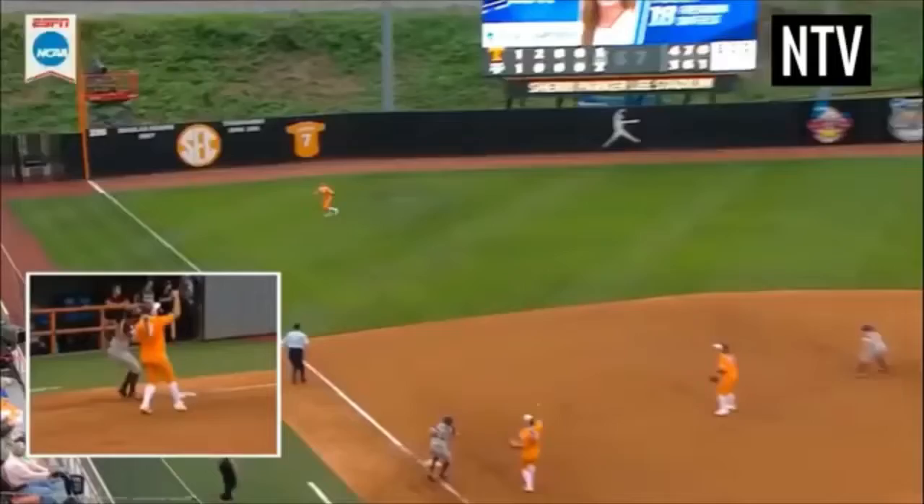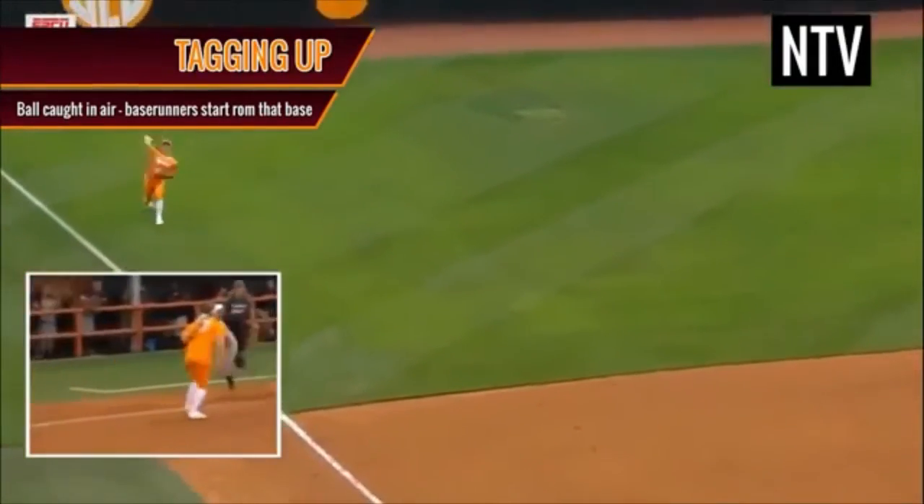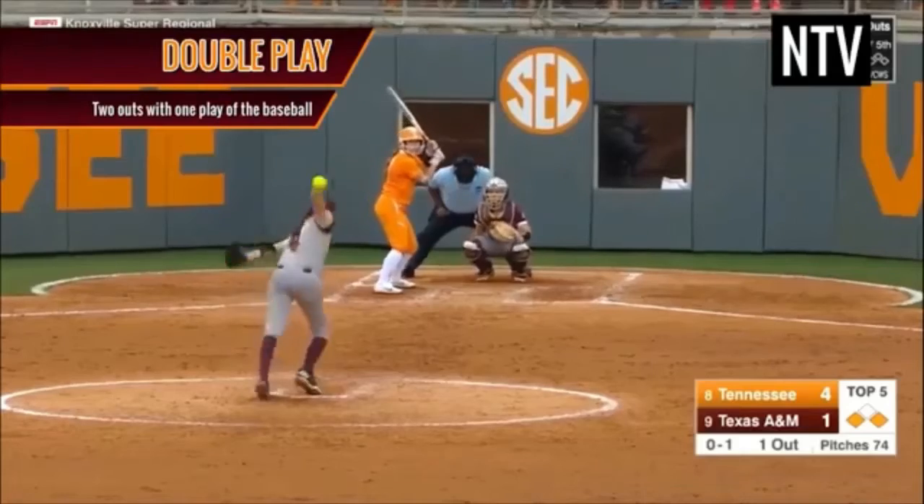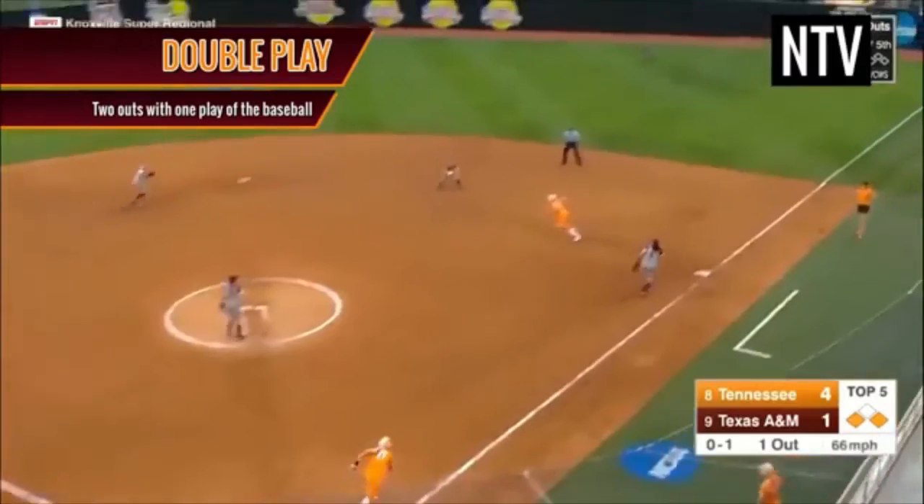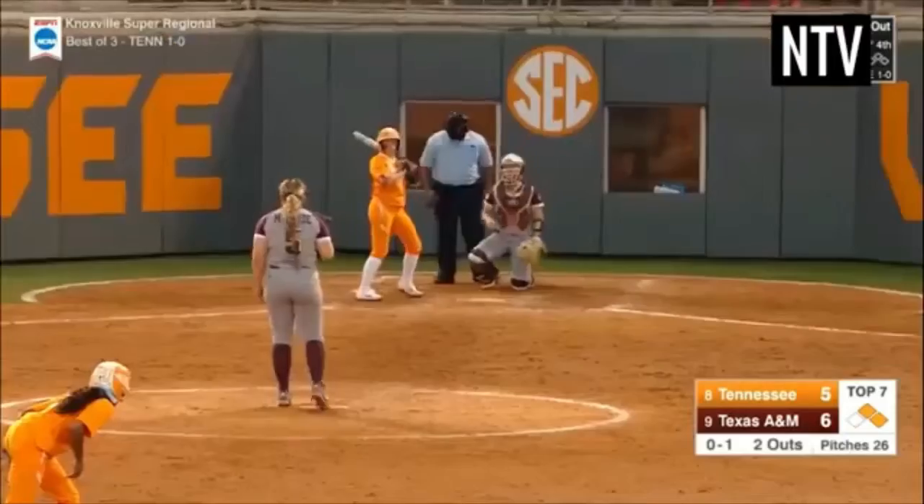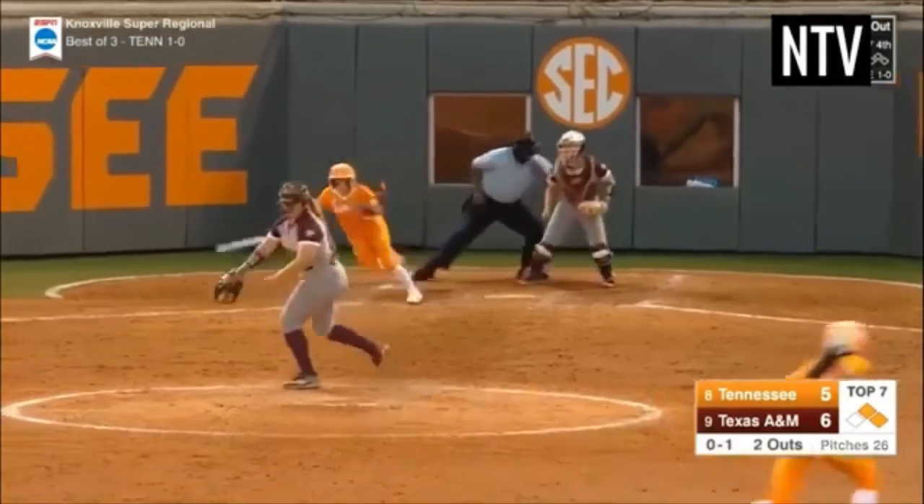Tagging up. If a ball is caught in the air, any player standing on the bases must start from that base before running to the next one. Double play. This is where a ball is hit into play and the defending team gets 2 outs, usually by way of throwing to one base and then another. There are many other rules not discussed here, but as you watch or play softball, the rules will become clear.